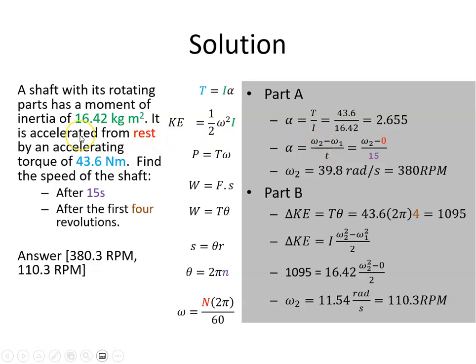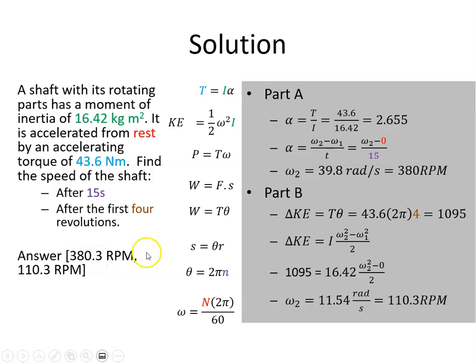We are told that the shaft is accelerated from rest, so that omega 1 is 0. We're asked to find omega 2, and we're told that this all happens in 15 seconds. So alpha is equal to omega 2 minus 0 all over 15. So alpha is 2.655. So 2.655 multiplied by 15 is omega 2, and that works out to be 39.8 radians per second, which is 380 revs per minute. Okay, that's that part of the question solved.